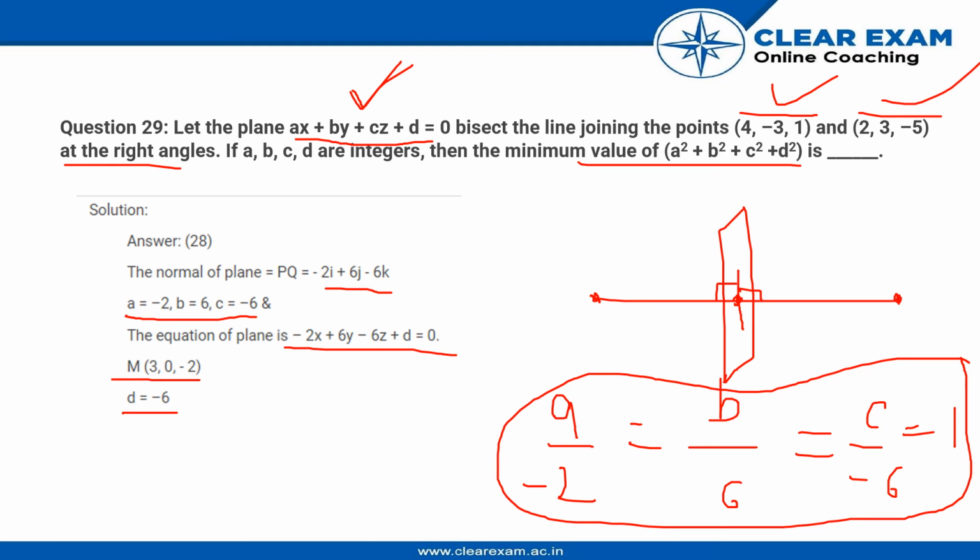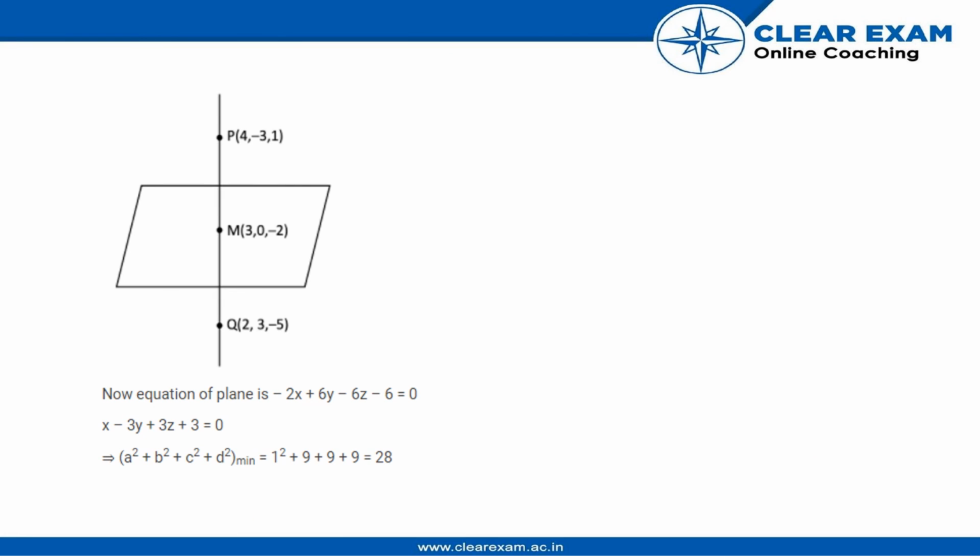And if you look carefully, we need the minimum value of a² + b² + c² + d², and the only way to find the minimum value of the sum of the squares is if the square terms are minimum themselves. So this is the equation that we get. If we divide it by 2, we get the simplified equation of that. And this will have to be the minimum value.